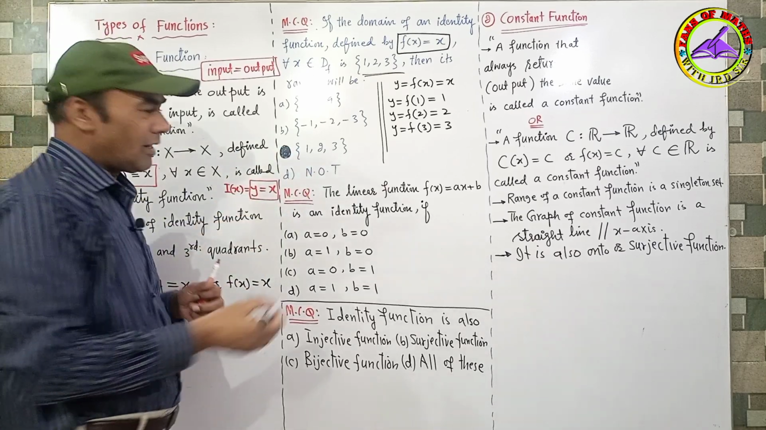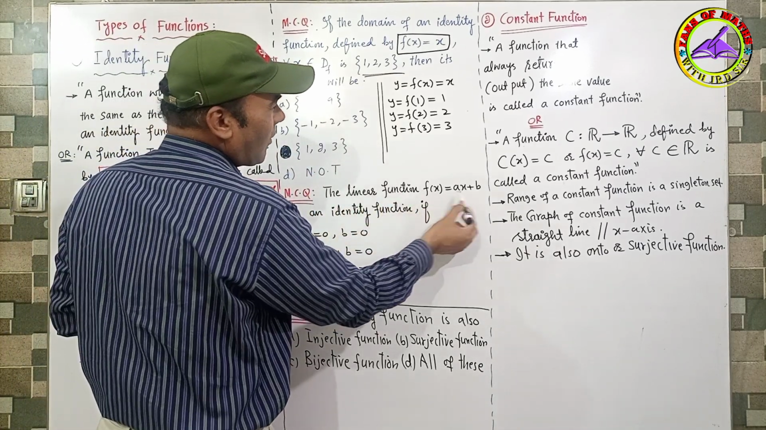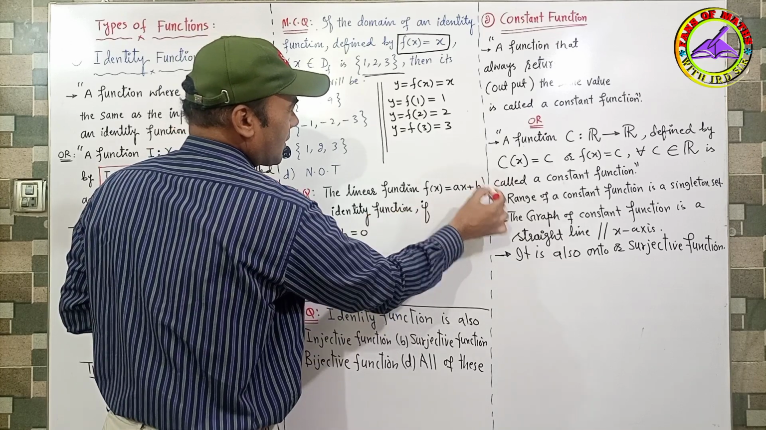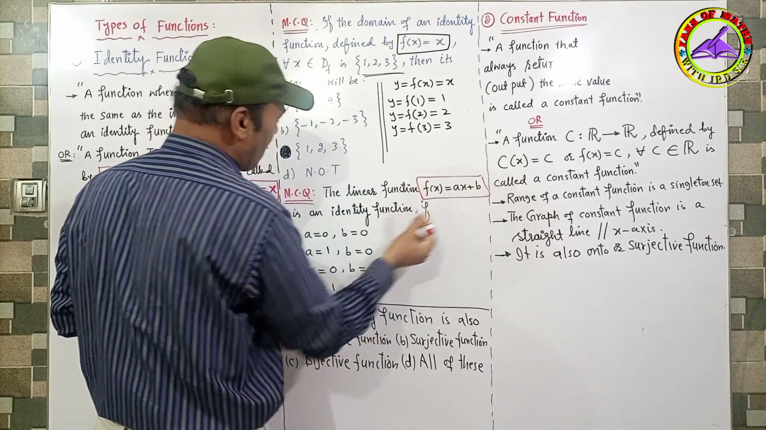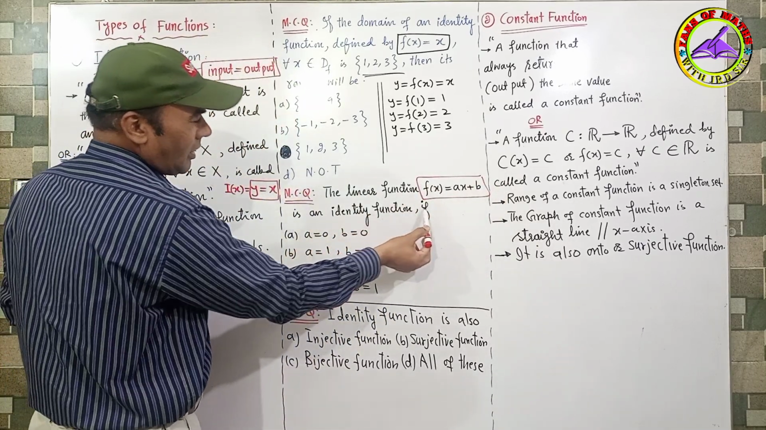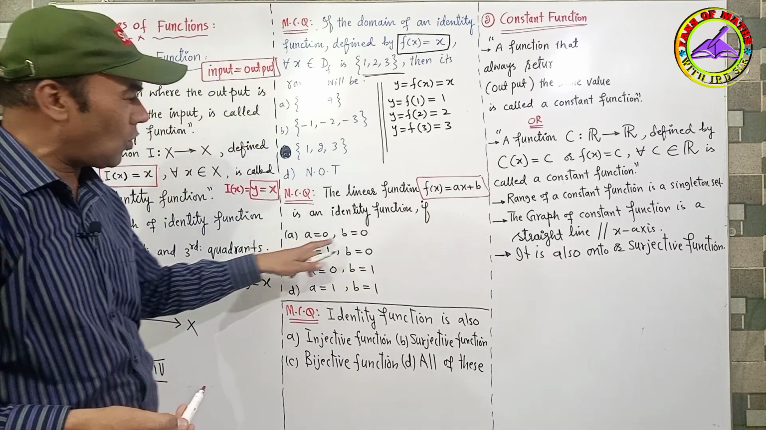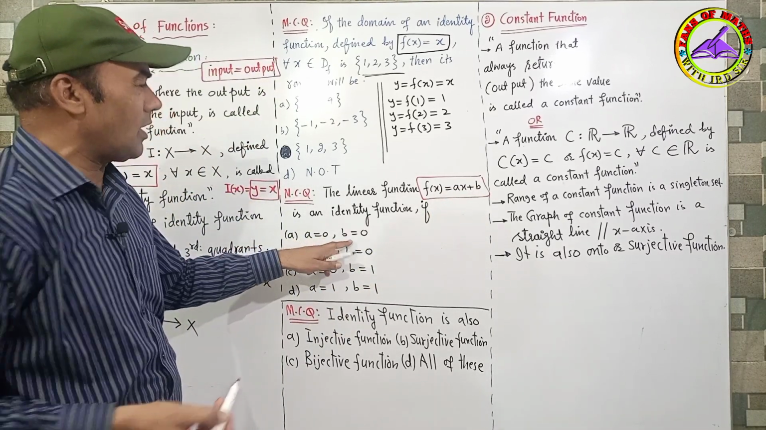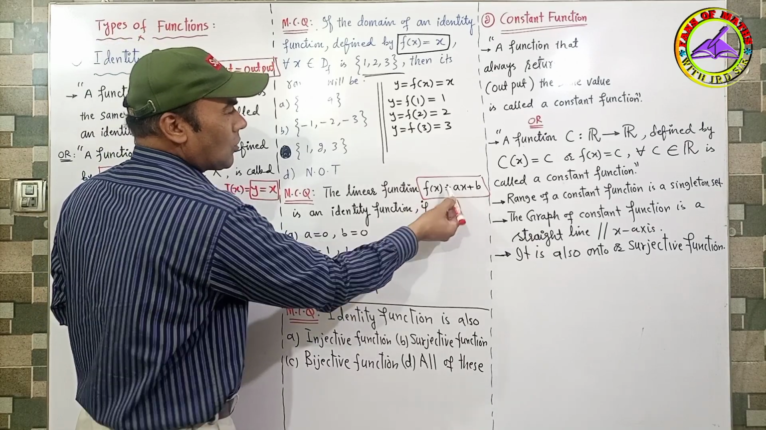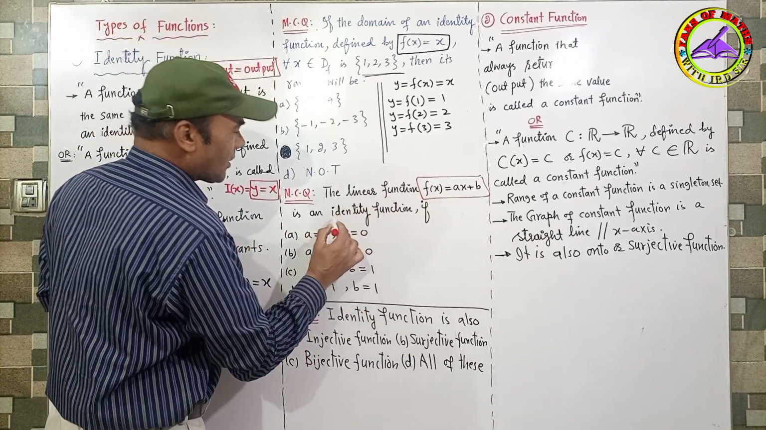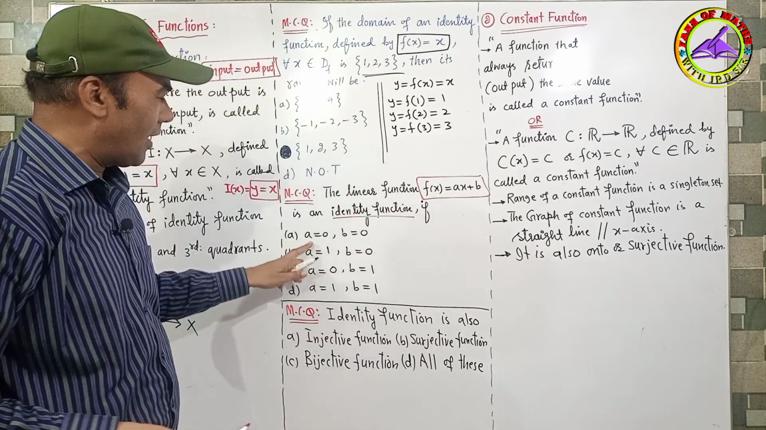Let's see beta another MCQ. A linear function f of x is equal to ax plus b. This is the linear function. Is an identity function if in this linear function, a is 0, b is 0. अगर a और b दोनों 0 करें तो ये हमारा linear function identity function हो जाएगा. ऐसा है? बिल्कुल नहीं है.